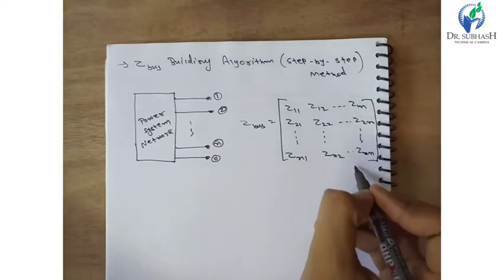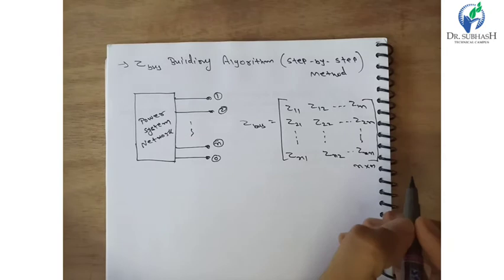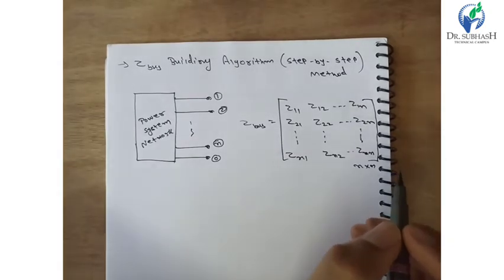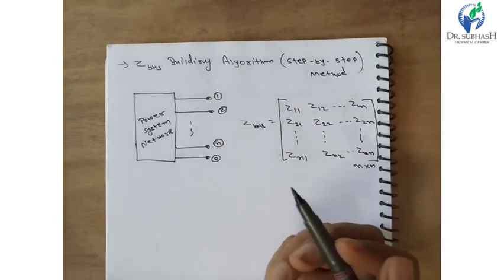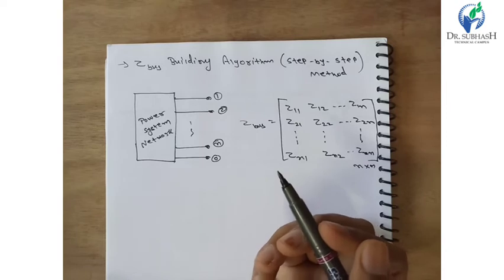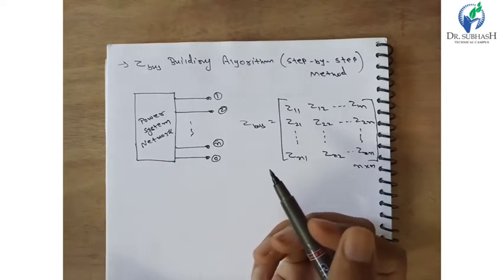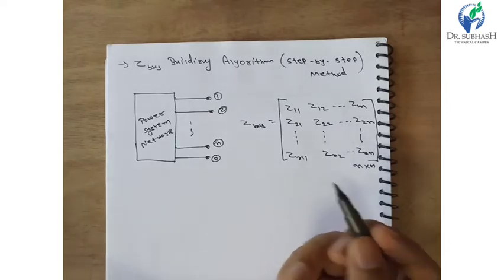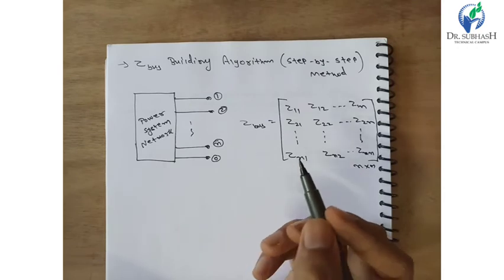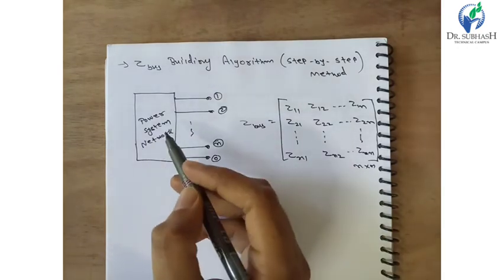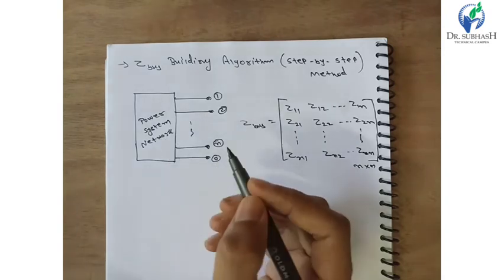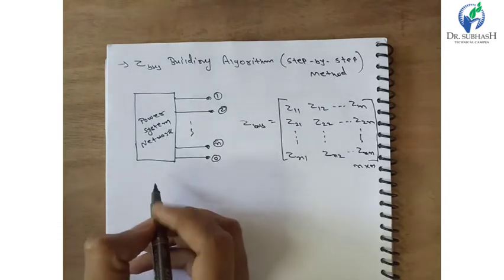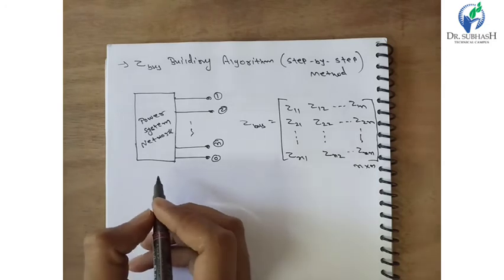This is a form of an n cross n matrix. This is a step by step programmable technique which produces the bus impedance matrix branch by branch. This is a step by step method illustrating the modifications in each step. For the modification, using the power system network, we draw the oriented graph of the network in Z bus form.